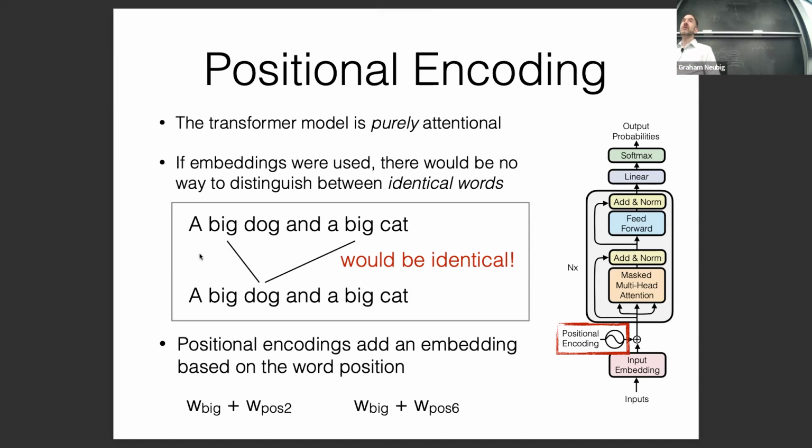The way this is fixed is using something called positional encodings. Positional encodings add another embedding that's based on the word position. So in addition to having something based on the word identity, you have another embedding based on the position. Then the word big that appears in position 2 would be the embedding of big plus the embedding of position 2. And the word big that appears over here would be the embedding of big and then the embedding of position 8, for example. So that kind of solves that problem.